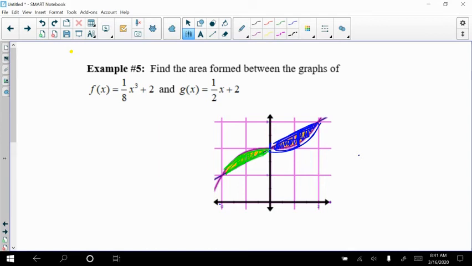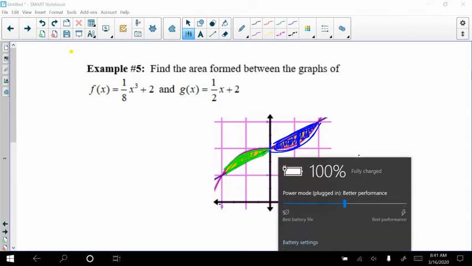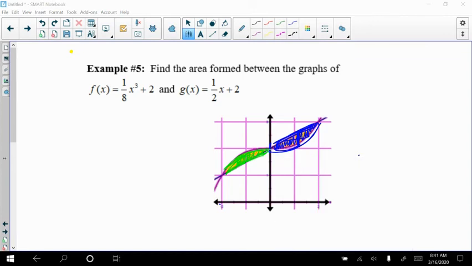When I set my integral up, I need to make sure that when I'm going, good, excellent. My battery mode is plugged in for better performance, and it's fully charged. Thank you. So now I have to be careful.